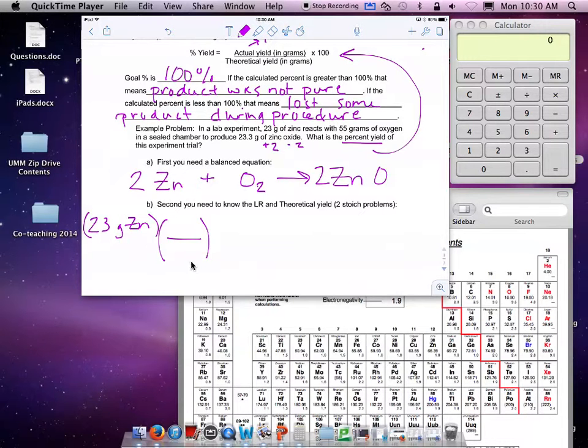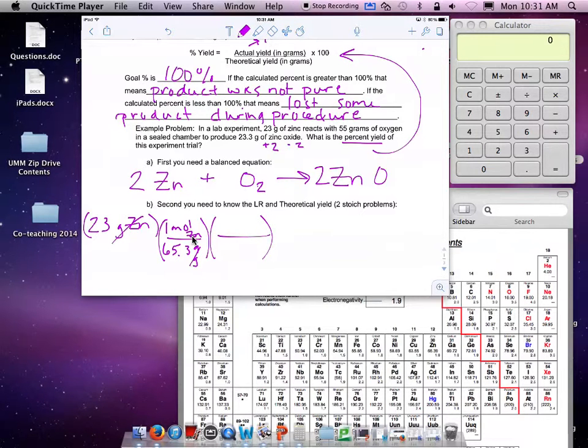Grams is what I want to cancel, so that needs to go down here. So 65.39 grams of zinc for every 1 mole of zinc. That's the definition of molar mass. Grams of zinc goes away. I'm at moles of zinc, which is good because now I can do the switchover step.